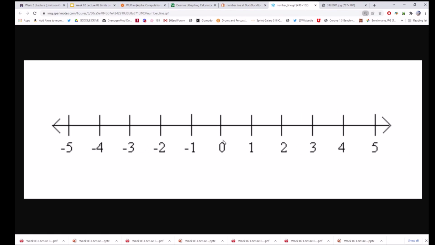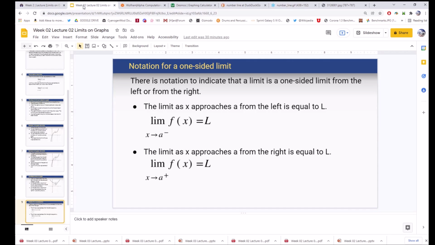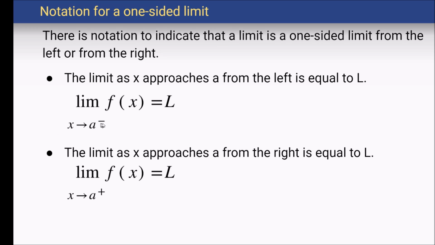So on a number line, right, on the left-hand side you have negative numbers, and on the right-hand side you have positive numbers. If you have 0 in the middle, negative is on the left and positive is on the right. And that's why, in terms of the notation here, we use a minus for the left and a plus for the right. Negative side, positive side of a number line, left and right. Okay, so that's why we do that. That's the notation for a one-sided limit.